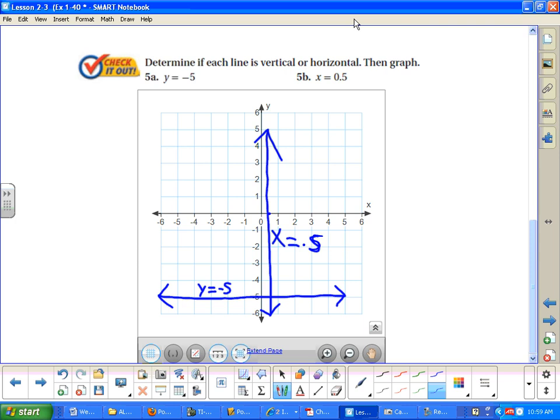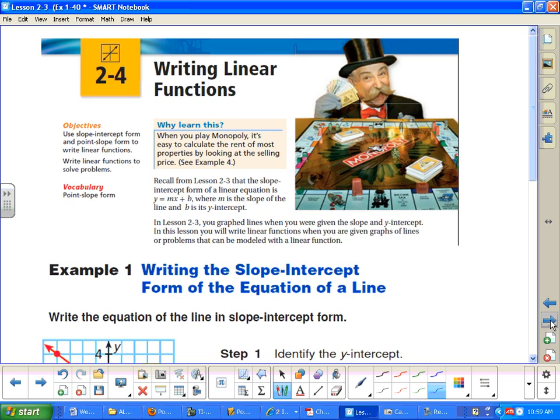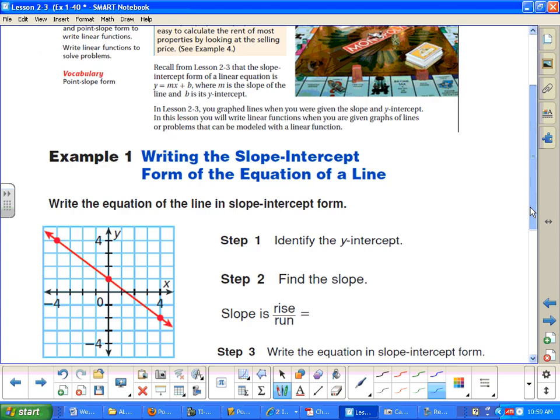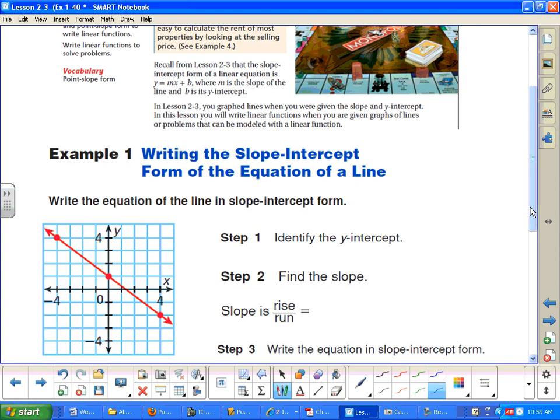Now what we're going to do is start looking at writing the functions. We're going to do just a very basic part today, and then we're going to do the little bit harder part tomorrow. So we'll get you in the swing of things today and then move on. So we graph lines when we're given a slope and a y-intercept. And so what we're going to do now is, if we're given a line or a set of points, write the equation of the line in slope-intercept form.